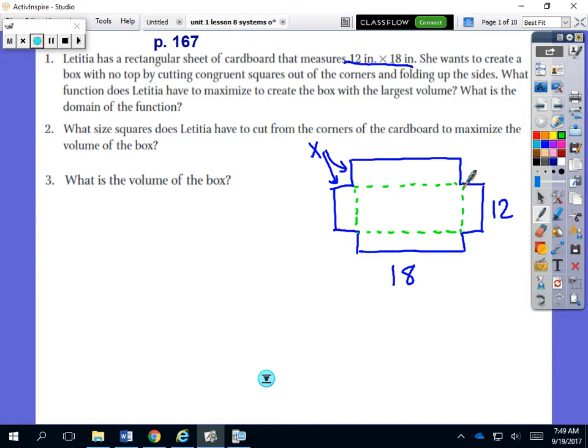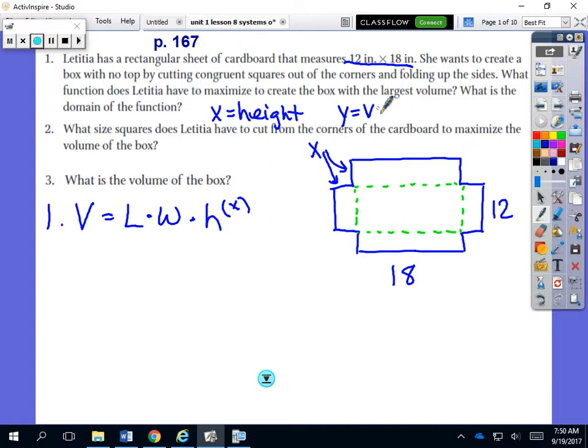First it says, what function does she have to maximize? Well, the function we're talking about is volume. So number one, volume, which is length times width, the base, times the height of the box, which is our x. Height is x. So in this problem, our x is going to stand for the height of the box. When we put it in the calculator, we have to remember that x is our height. And since our function is volume, the y is volume.